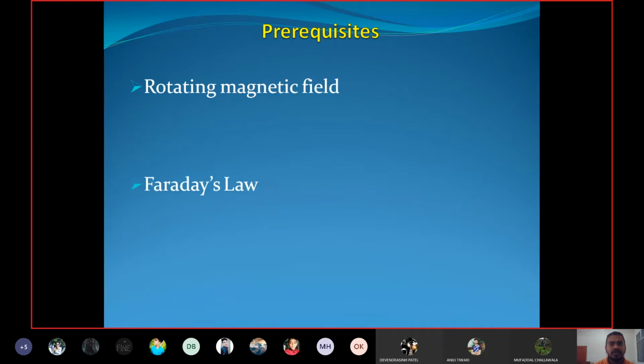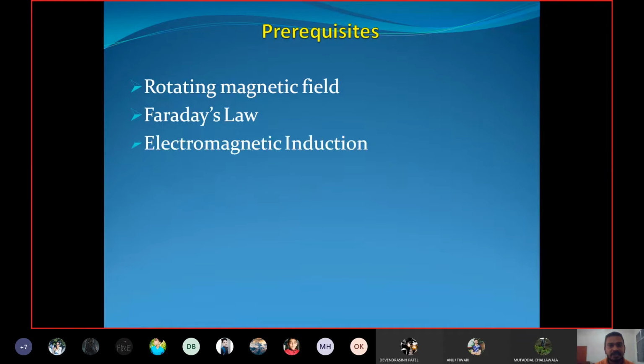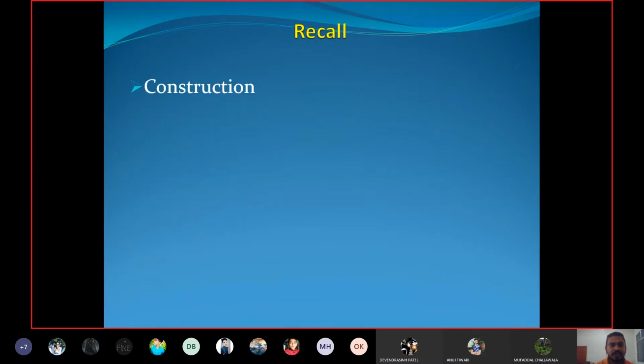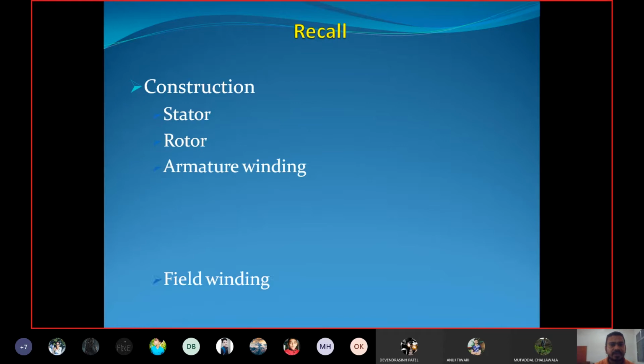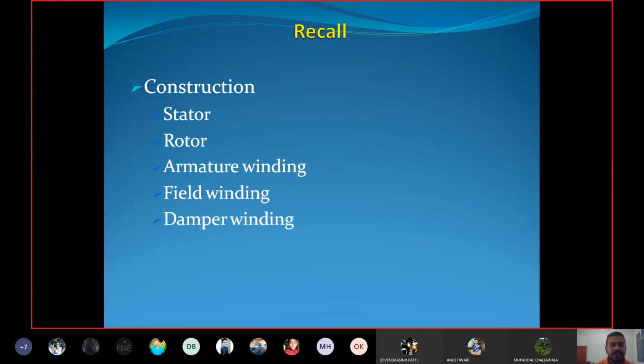For this lecture, you should know what is rotating magnetic field, what is Faraday's laws of electromagnetic induction, then what is torque, what is magnetic locking, etc. So you should know all these things: rotating magnetic field, Faraday's laws of electromagnetic induction, torque, and magnetic locking. You should also know the construction, that is what is stator, what is rotor, armature winding, field winding, damper winding, etc.